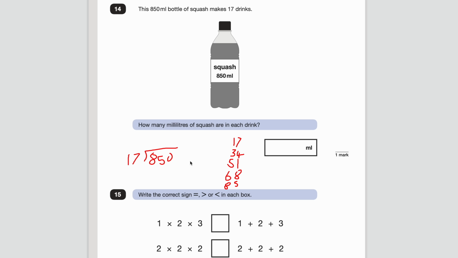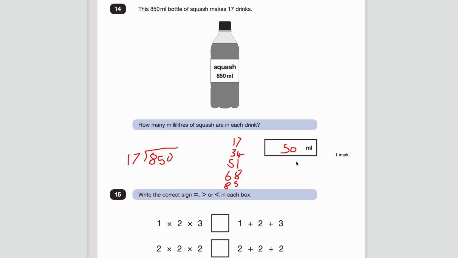In this case, however, we don't actually need to do short division. You might have already spotted it because I've done multiples of 17 along the side just in case I need them. But actually, 1, 2, 3, 4, 5 17s make 85. And the number we're dividing is 850, which is 10 times bigger than that. So what we can do instead is go, well, 1, 2, 3, 4, 5 17s make 85. So that must mean we need 10 times as many to make 850. So it would be 50, because 50 is 10 times bigger than 5, 50 milliliters per drink.